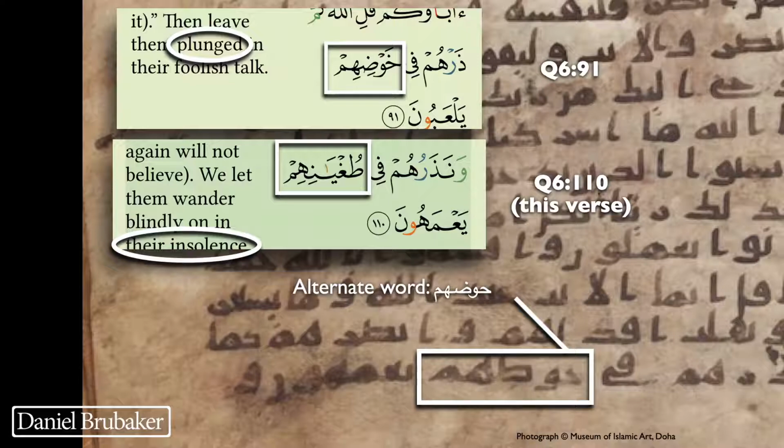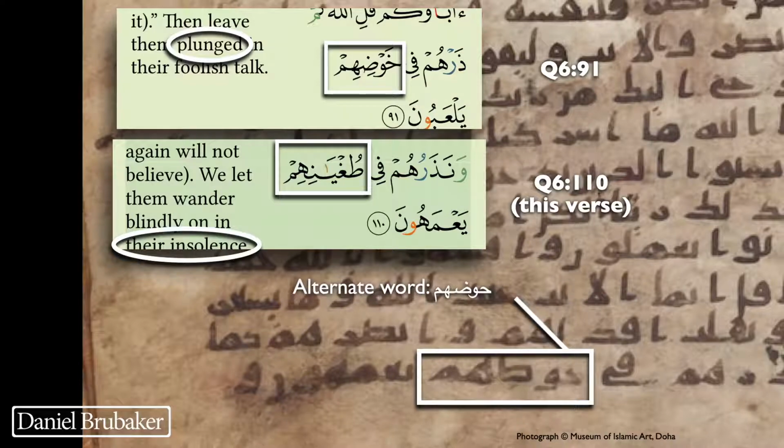This is verse 6:110. This part of the verse reads, Fi tughyanihim yatmahun. We let them wander blindly on in their insolence. And I've circled there the word that roughly corresponds to the word that we're looking at, Fi tughyanihim, because in this manuscript, the word tughyanihim does not exist. Rather, its place is taken by the word hauzihim. So it is an alternate word.